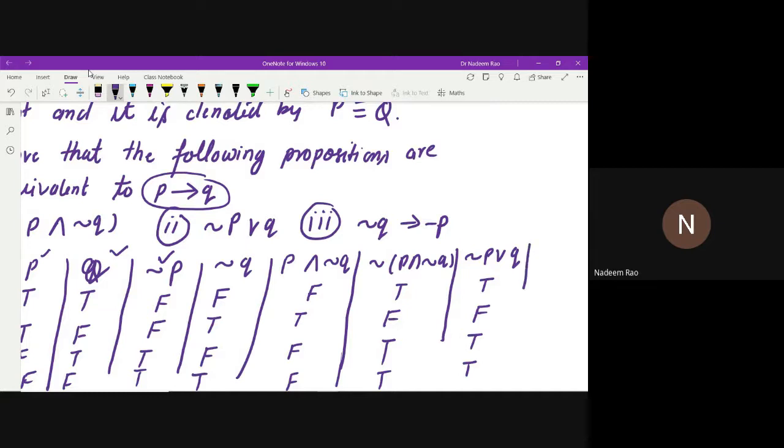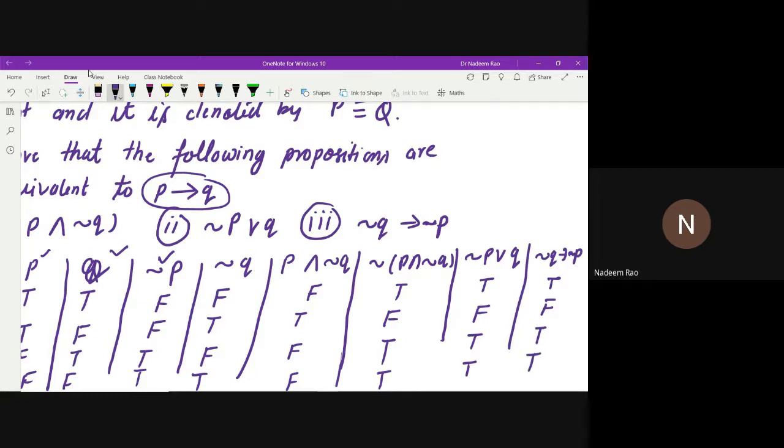Now the third one is negation of Q implies negation of P. In the conditional composition, we see that if both are true, then it is true, and if both are false, then it is true. So the values are true, then false, then true, and then true.